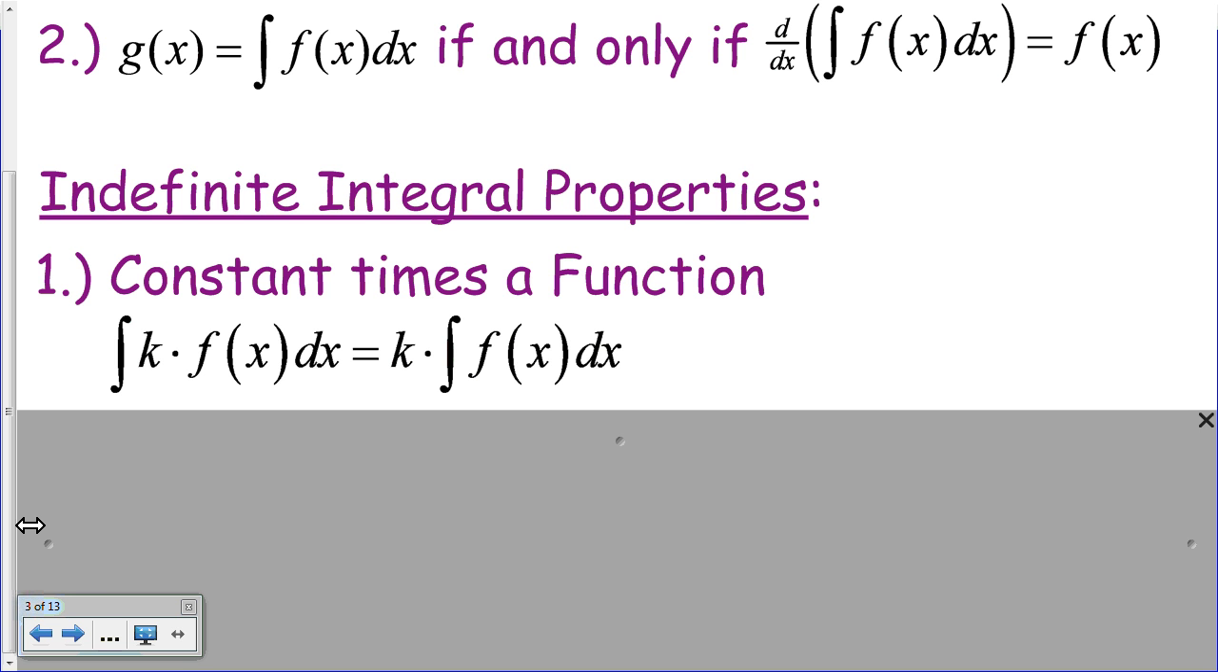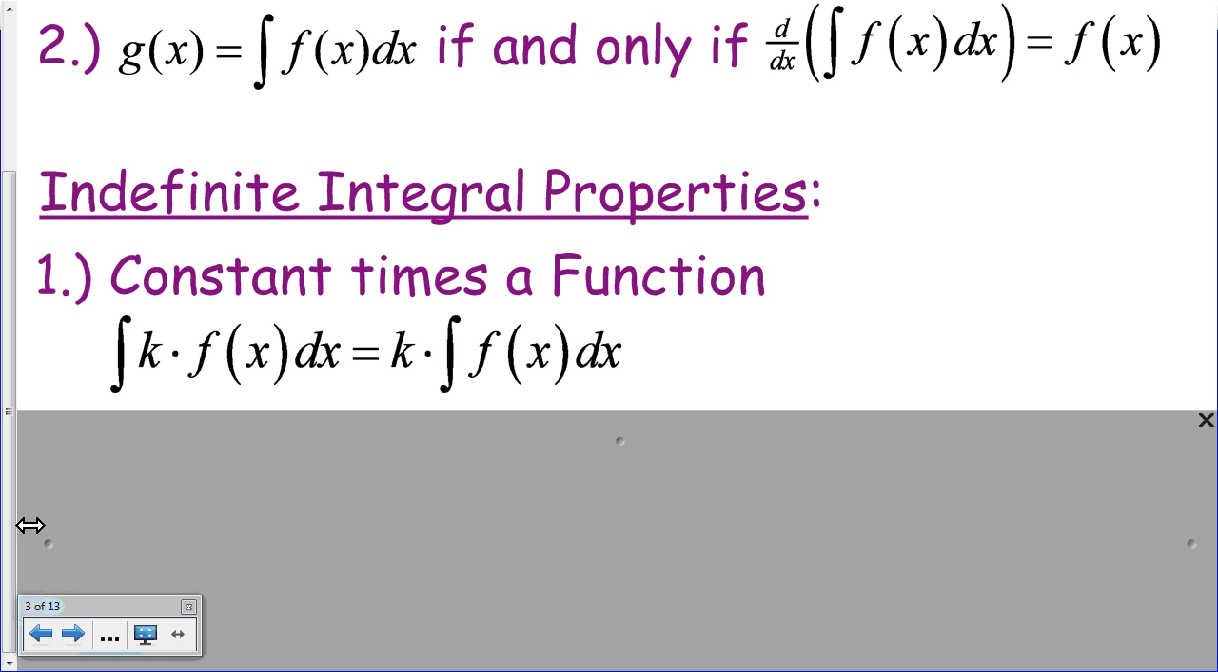The first one is for the indefinite integral of a constant times a function. If you have the indefinite integral of k times f of x dx, where k is some constant, that turns out to be equal to k times the indefinite integral of f of x dx. In other words, the constant can be brought out front. Just like finding a derivative, the constant out in front stays out in front. The same is true with a limit, and the same is true here with an indefinite integral.